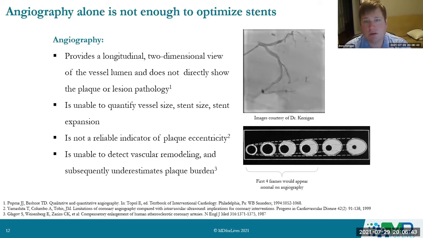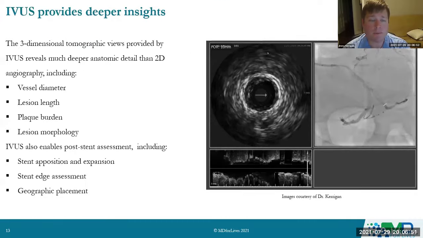So it's the Goldilocks principle. You don't want it to be too hot or too cold. You want it to be just right. And the use of intravascular imaging allows us an opportunity to get it right.